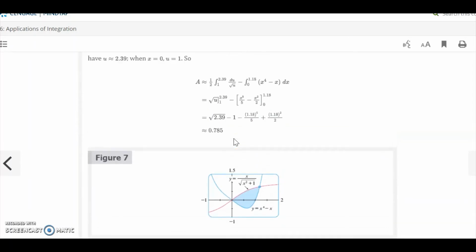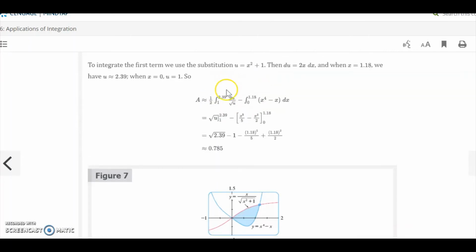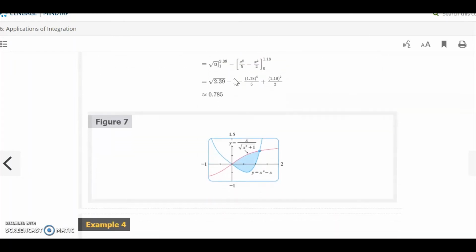Alright, so continuing on with everything, I forgot to mention real quick that the bounds, notice the bounds are switched on this. They switched the bounds here because we're using U substitution. So that's why instead of being from 0 to 1.18, it's 1 to 2.39, because they're plugging in the x values into u. Okay, so I think that sums up that example.